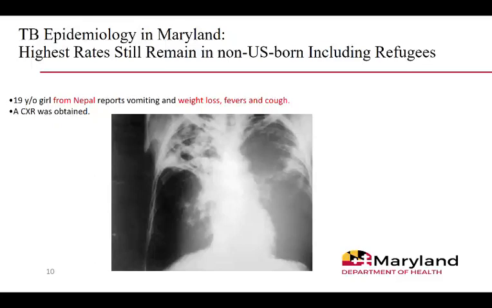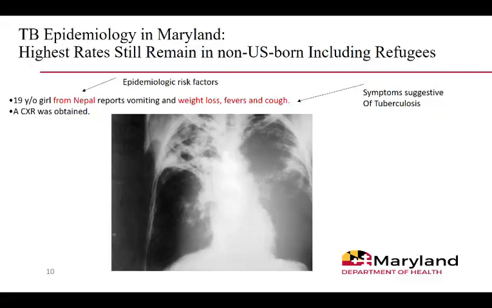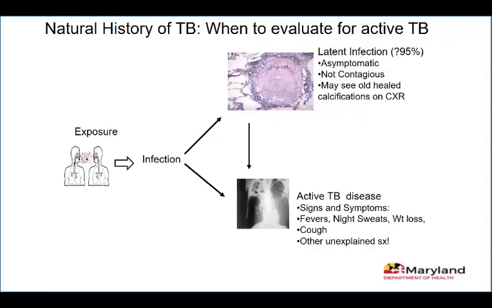While we have seen tuberculosis cases emerging in US-born populations, the majority of cases that are observed in Maryland continue to be in non-US born individuals, including local populations of refugees. Here I share the case of a 19-year-old from Nepal who reported weight loss, fevers, and a cough. She had clear epidemiologic risk factors for tuberculosis, as well as signs and symptoms that were consistent with tuberculosis, and so a chest x-ray was obtained, which also had suggestive imaging that pointed towards a diagnosis of active TB. All of these are factors that should be considered by clinicians when deciding when to evaluate for active TB disease.